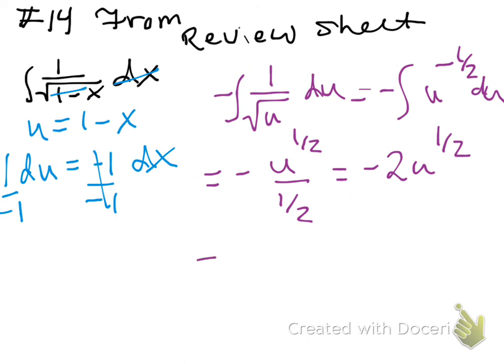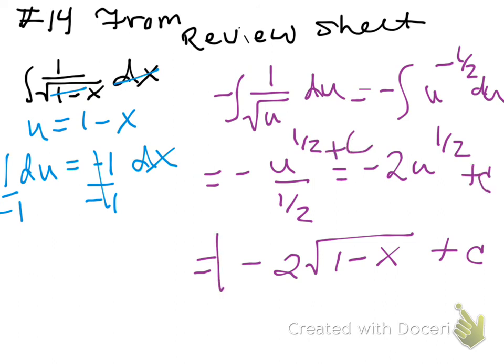So now I'm ready to back substitute. So it's negative 2. My u value was 1 minus x, and it's to the 1/2 power. So it's the same thing as the square root of 1 minus x plus c. I guess we should have plus c's up here too. But that's our final answer.